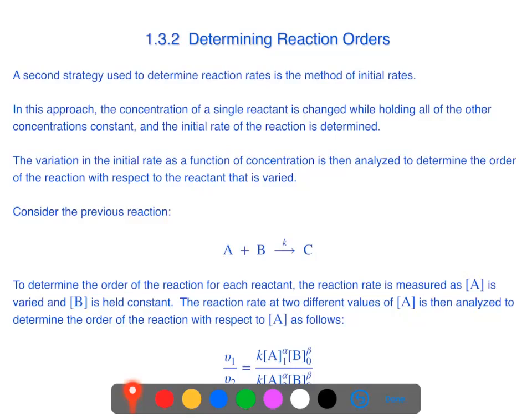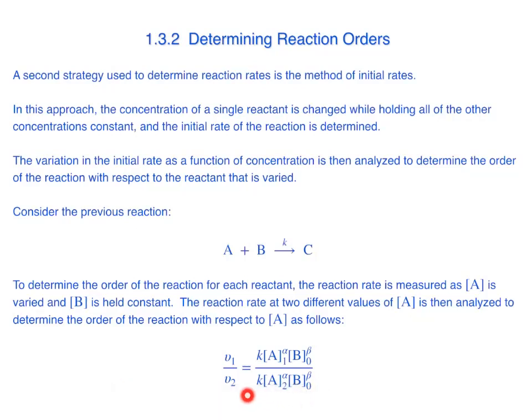So let's consider the previous reaction where two reactants A and B give us a product C. To determine the order of the reaction for each reactant, the reaction rate is measured as the concentration of A is varied and the concentration of B is held constant. Then the reaction rate at two different values of concentration of A is analyzed to determine the order of the reaction with respect to the concentration of A as follows. So we use this expression to determine our exponents alpha and beta, as we'll see on the next slide.